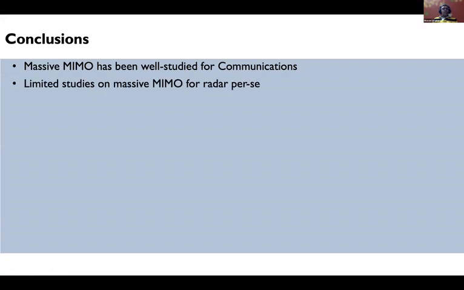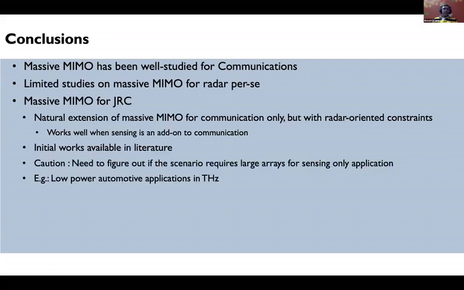So with this, I would make some initial conclusions. Massive MIMO has been well studied for communications. There have been limited studies for radar per se. So you could look at massive MIMO for joint radar and communication as a natural extension of massive MIMO for communications, and then you just include radar-oriented constraints. This works well when sensing is an add-on to the communication.